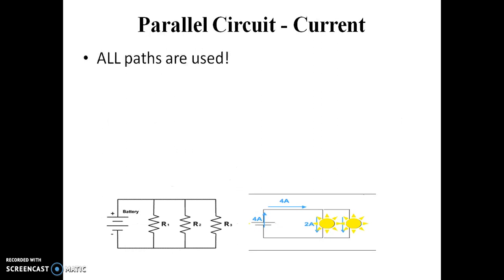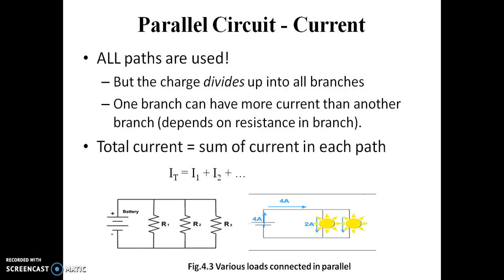Parallel circuit. Here all paths are used, but the charge divides up into all branches. One branch can have more current than the other branch, depending on the resistor in the branch. Total current is equal to the sum of current in each path. So I total is equal to I1 plus I2 up to In, where n is the number of parallel paths. As we can see from the figure, there are two parallel paths. 2 ampere is flowing in each path, so the net current is equal to 4 ampere, which is equal to 2 ampere plus 2 ampere.